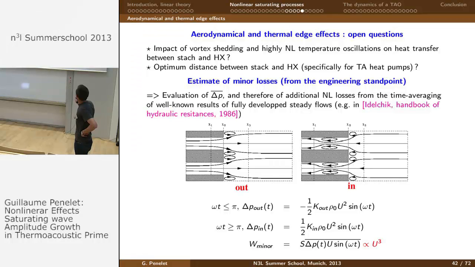For instance, in this famous book by Idelchik, we can find the expression of pressure drops for a flow this way and a flow this way. And finally, we make a time averaging to adapt this to an acoustic motion, and we find that the losses are proportional to the velocity to the power of 3.